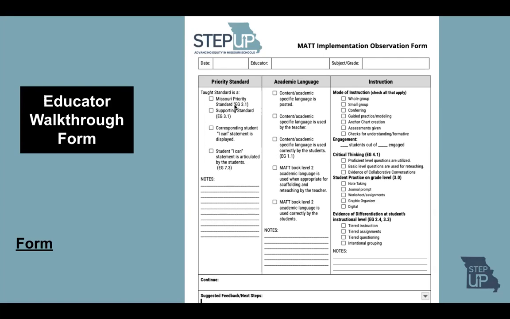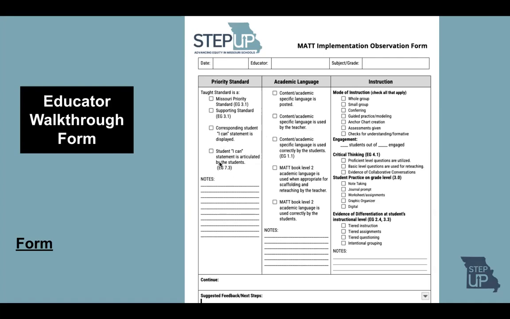I have hooked the educator growth indicator that's aligned to Department of Ed, if that is something you're using. So the Missouri Priority Standard, the supporting standard, is there a corresponding I can statement put on there for the student? And can the student articulate it? That would align with Educator Growth Guide 7.3. So that's your priority standards.